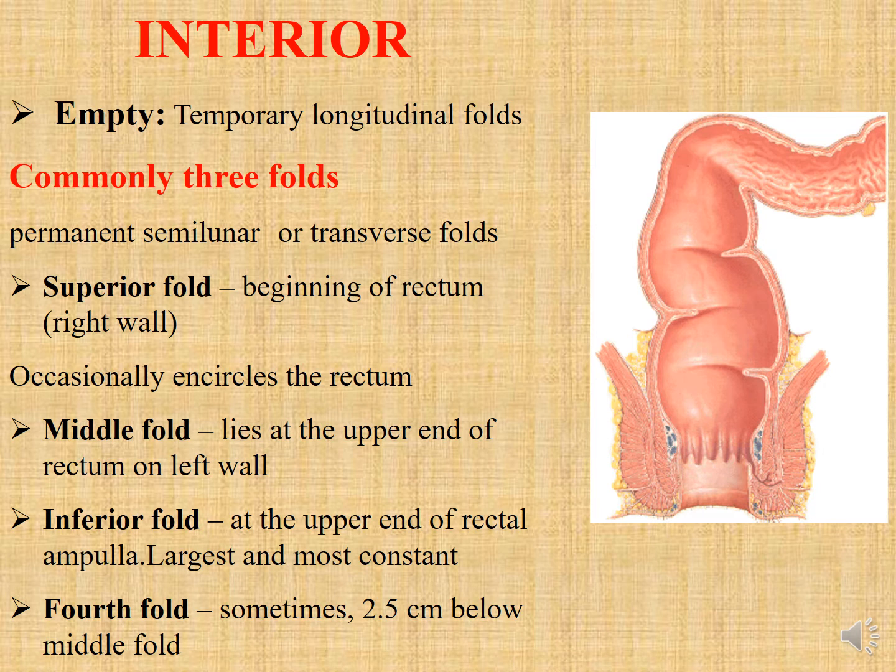The second fold lies near the upper end of the rectum, and it projects from the left wall. It lies about 7.5 centimeter above the anus. Then the third transverse fold, which is the largest and most constant of all, lies at the upper end of the rectal ampulla, and it projects from the right wall. The fourth transverse fold is inconstant and lies 2.5 centimeter below the middle fold, and it projects from the left wall.